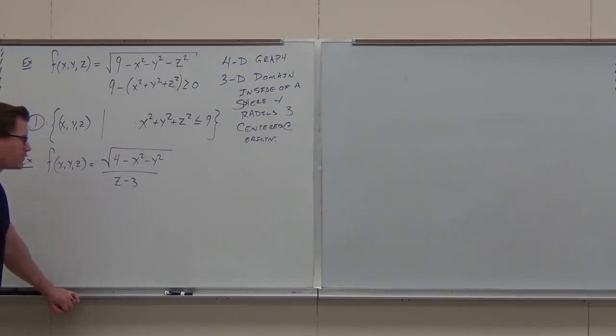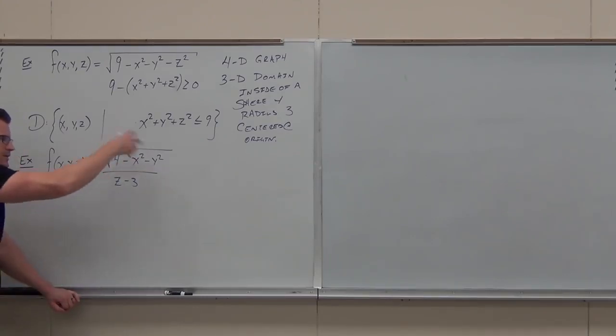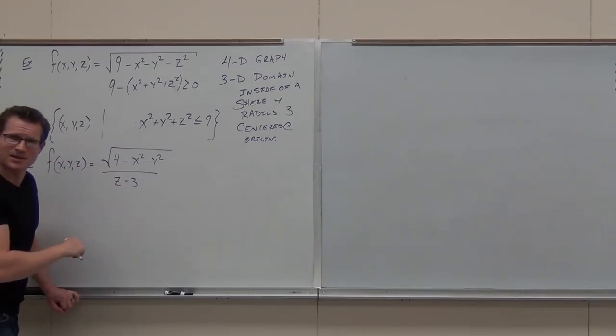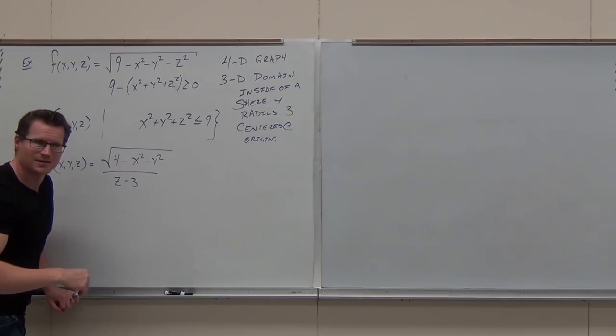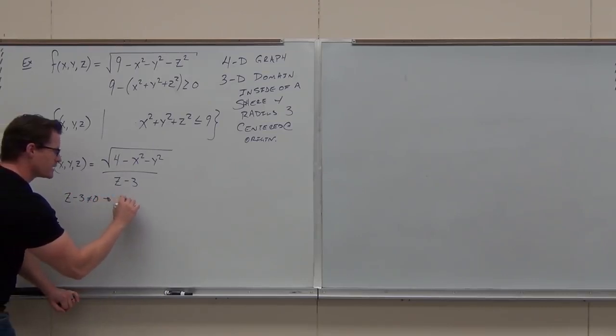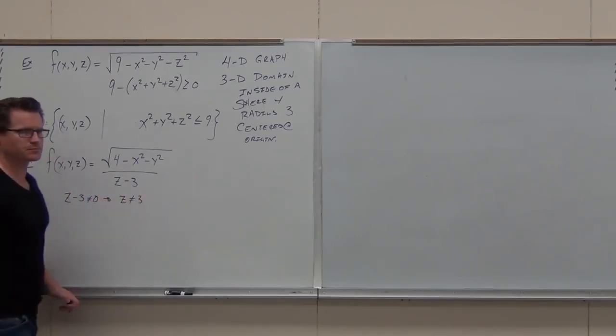Right-siders, you got one of them. What's one thing you know about the domain of this function? Give me something. Okay, left-siders, tell me some. Come on, guys. Z can't be... okay, so z minus 3 can't be 0. Therefore, z cannot be equal to 3.